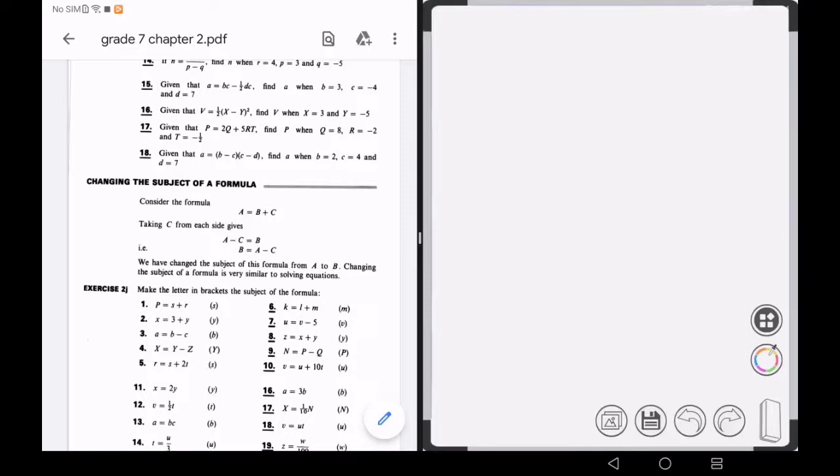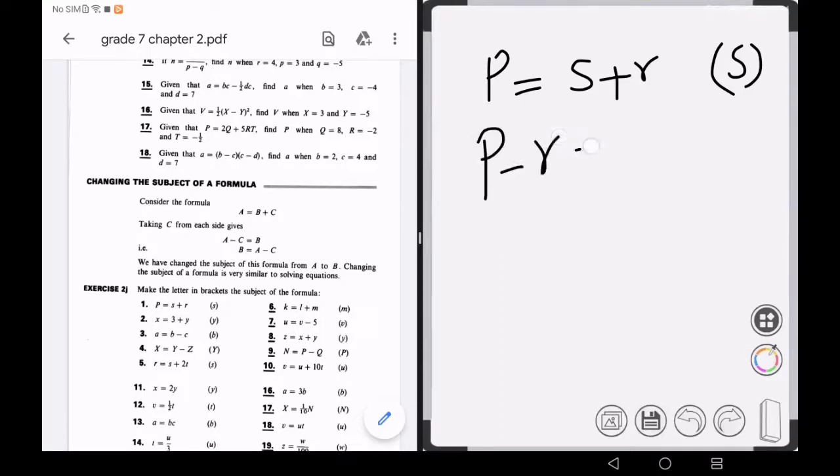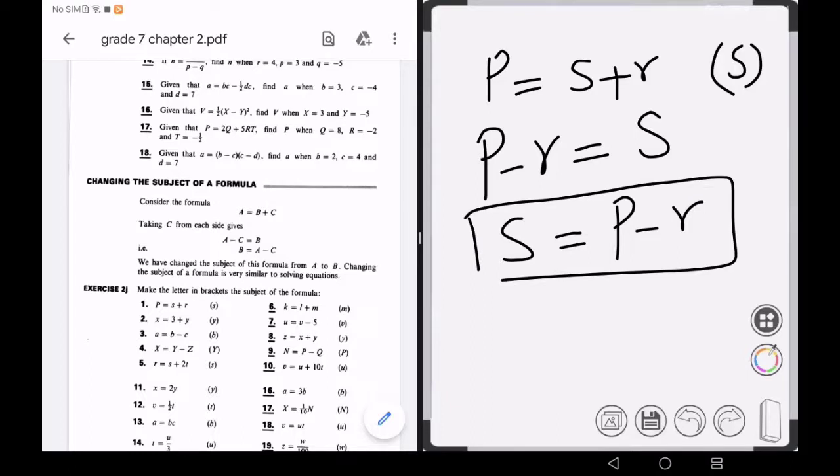Changing the subject means you will find out the value of the variable given. Like the question says, make the letter in the brackets the subject of the formula. See, question number 1, P is equals to S plus R, and we need to change the subject to S, which means we will find out the value of S. Changing the subject means we will find out the value of that variable. For this purpose, this R comes to this side and becomes minus. You know this very clearly. It will become minus. So now you can write S is equals to P minus R. This is the change of subject. Very simple, like this only.